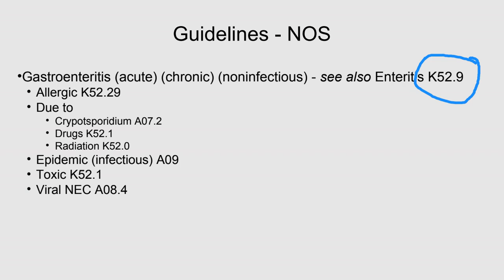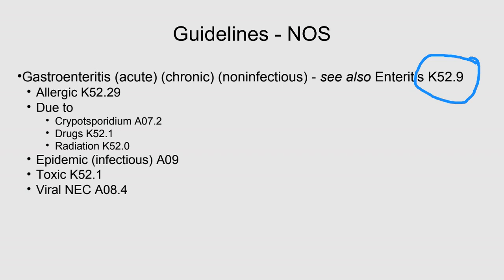You might also notice that the entry for gastroenteritis states, see also enteritis. But if you look up that term in the alphabetic index, it also refers you to K52.9, so that's not going to help you. So that's in the index. Look in the tabular list of codes, find K52.9. This code is entitled Non-Infectious Gastroenteritis and Colitis, Unspecified. If you look under that list of codes, however, you'll see gastroenteritis NOS listed as an inclusion term. So this confirms to you, yes, this is the correct code.